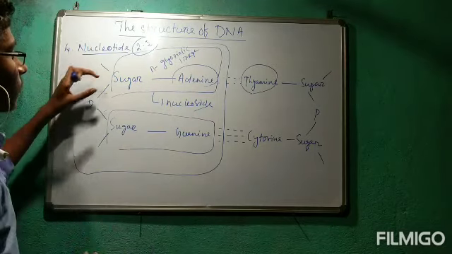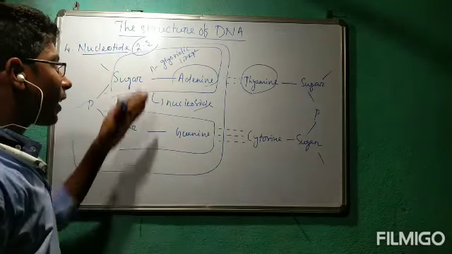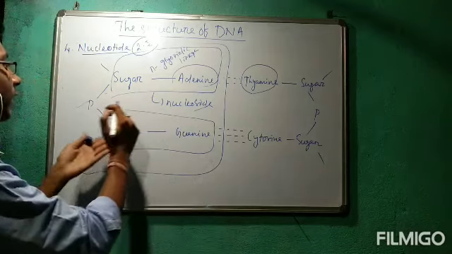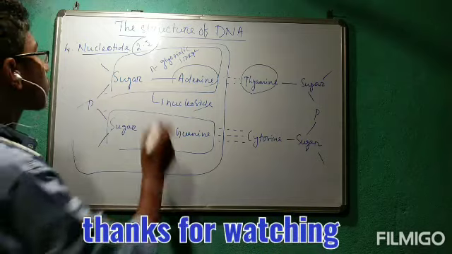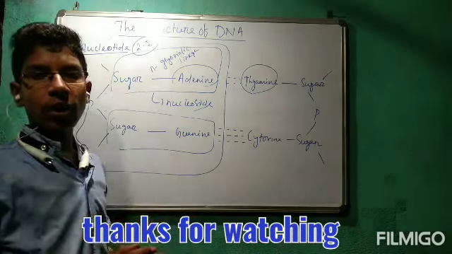Again I tell you that when sugar is added with adenine by N-glycosidic linkage, it is called nucleoside. When two nucleosides are attached by a phosphate group by two phosphodiester linkages, then it is called nucleotide. These are all the parts of the DNA.